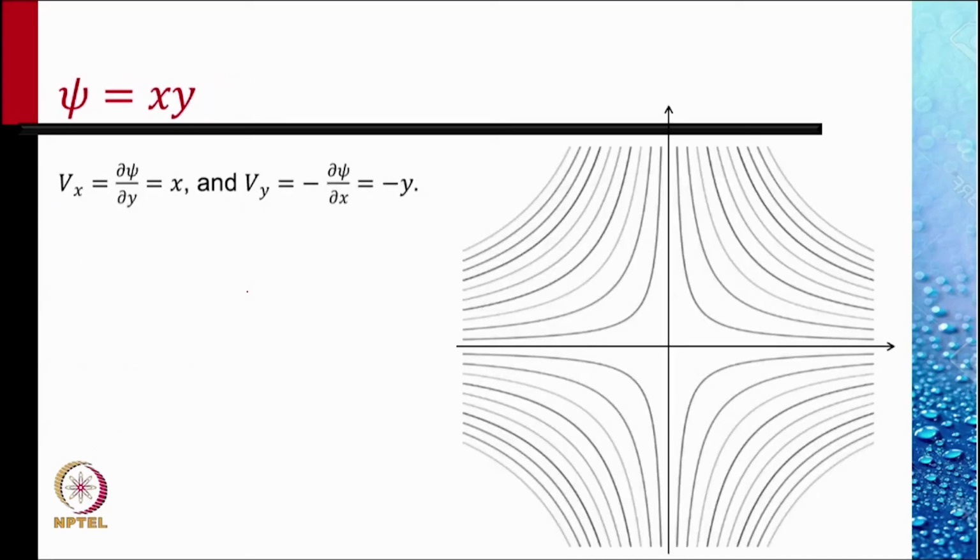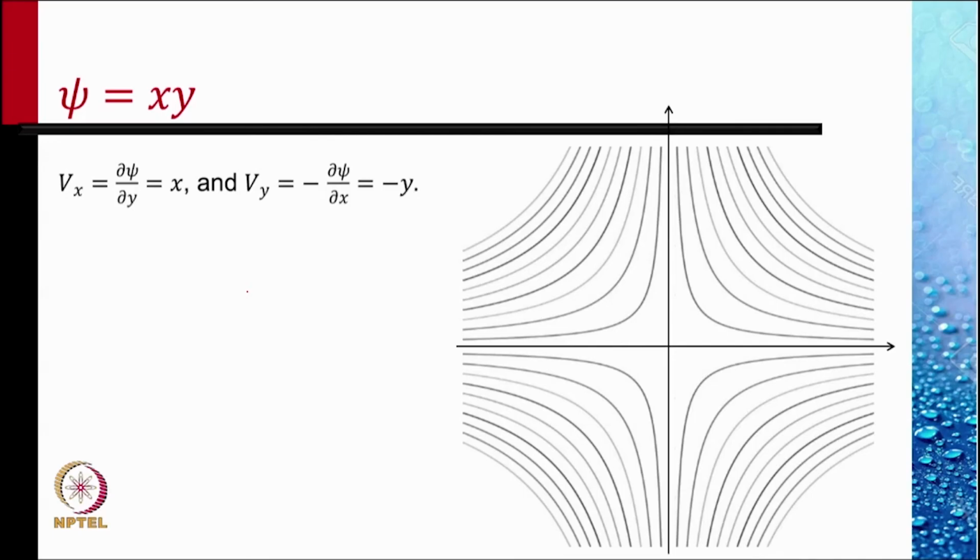There is a very interesting property of streamlines and the stream function. Let us consider the function ψ equal to xy. ψ equal to constant, that is, xy equal to constant lines are plotted in this xy plane, and they are rectangular hyperbolas of this shape. Vx is ∂ψ/∂y, which is x, and Vy is minus ∂ψ/∂x, which is minus y.